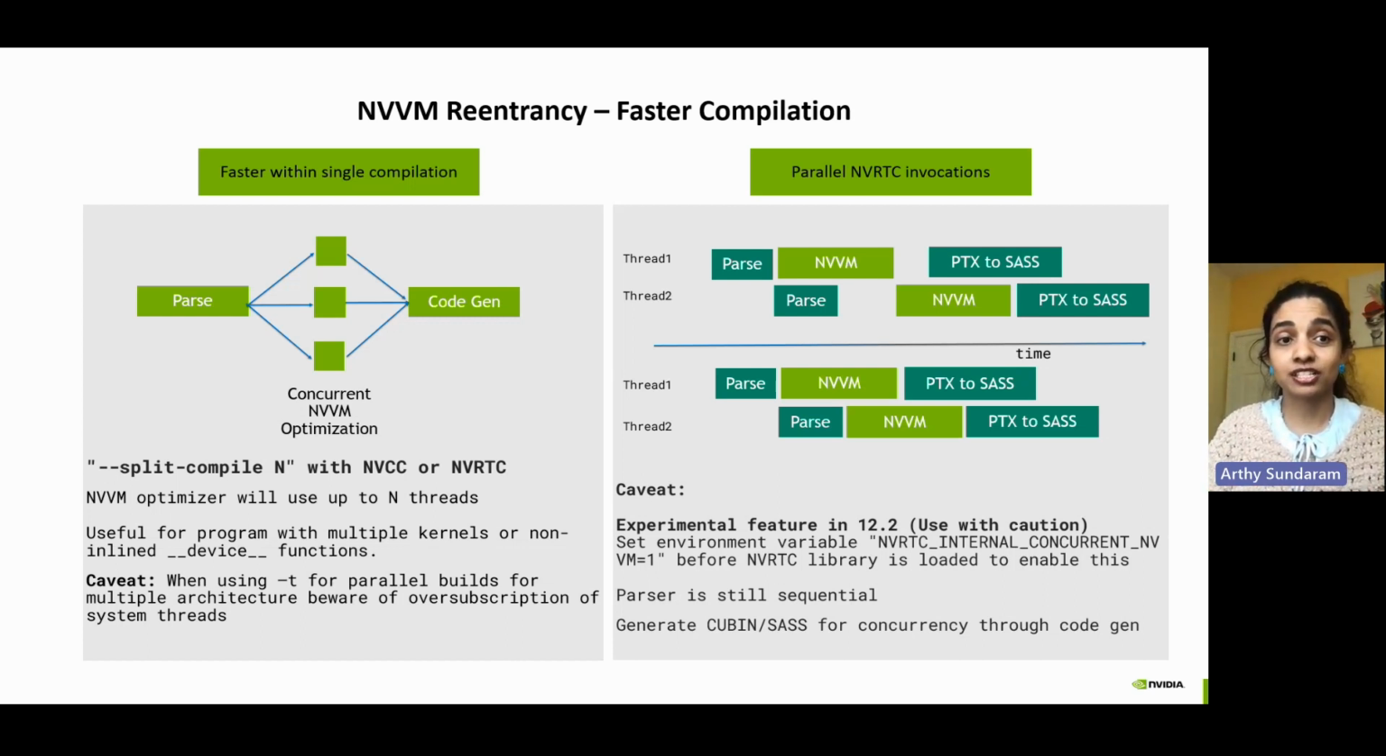So try out JIT LTO, try out concurrent NVVM optimization using split compilation. Also check out how parallel NVRTC invocations are performing for your application. Obviously, all this will depend on your application and what kind of work it is doing, and so we are very eager to get your feedback.